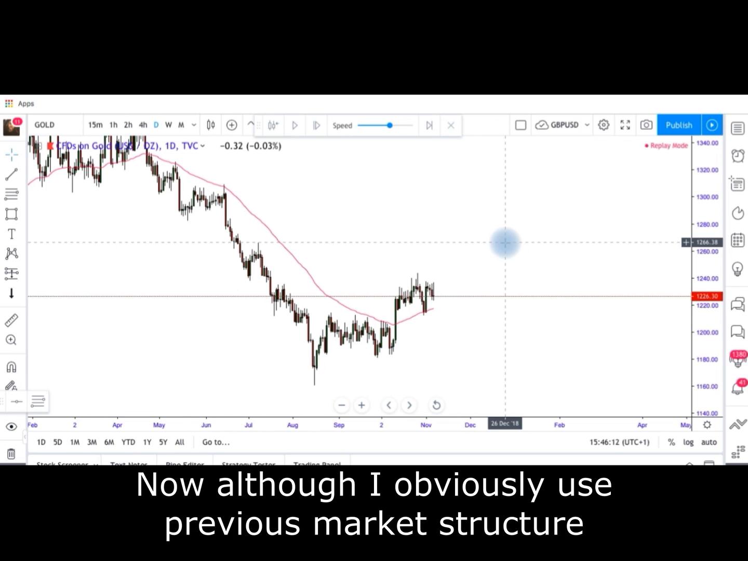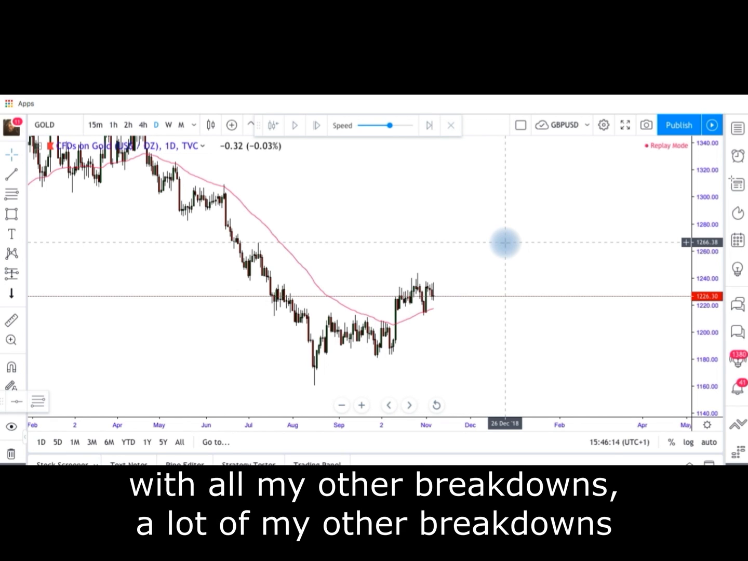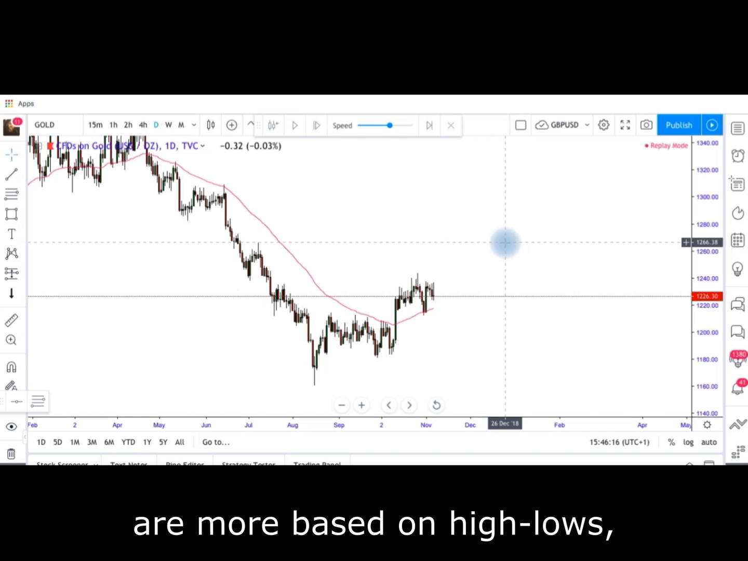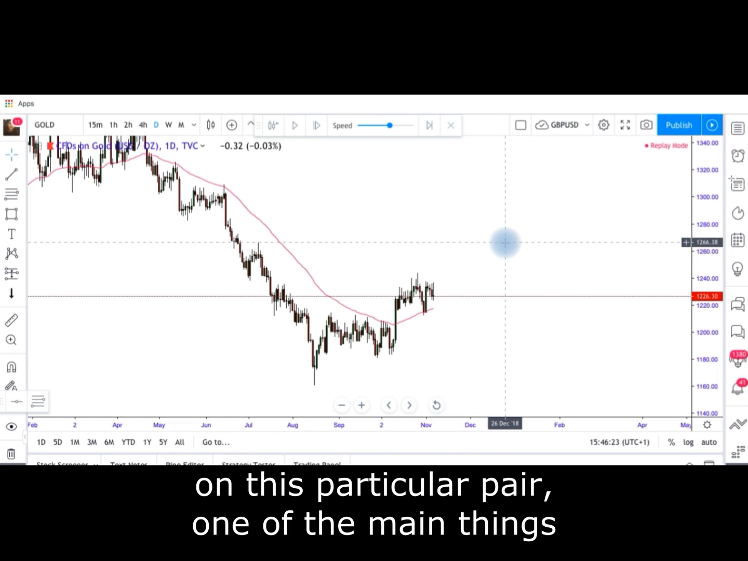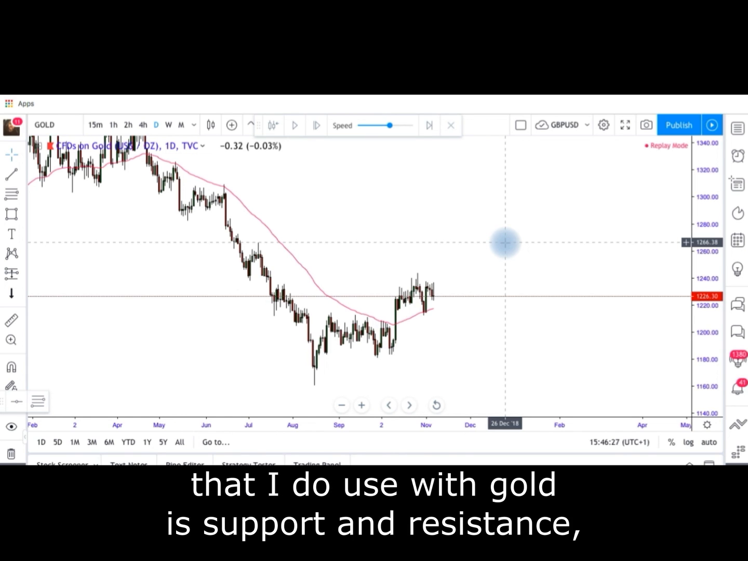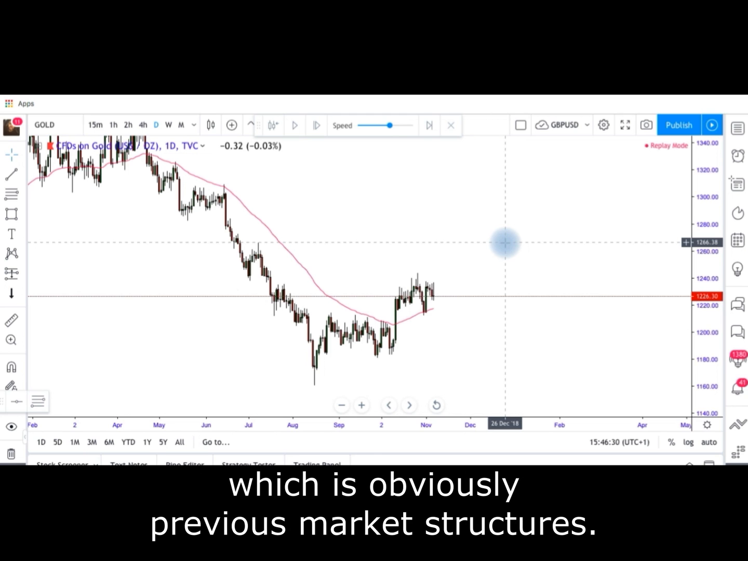Now, although I obviously use previous market structure with all my other breakdowns, a lot of my other breakdowns are more based on higher lows, higher highs, trend lines, etc. Although I will be using trend lines on this particular pair, one of the main things that I use with gold is support and resistance, which is obviously previous market structure.